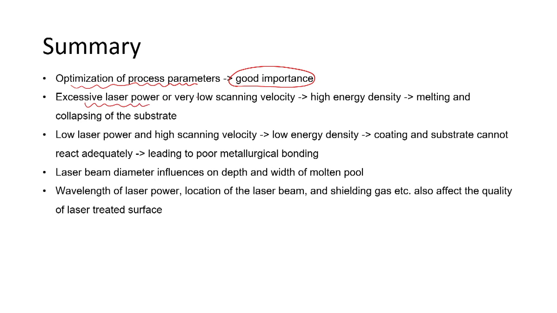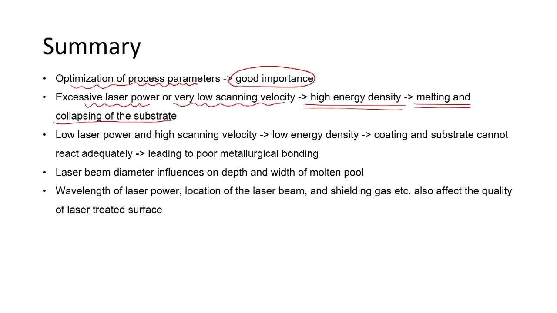Excessive laser power or very low scan velocity will lead to very high energy density, and that will lead to melting and collapsing of the substrate material. So to have more surface alloying, if you apply excessive laser power and reduce the scan velocity, that may lead to excessive energy density and that may spoil the entire substrate material.